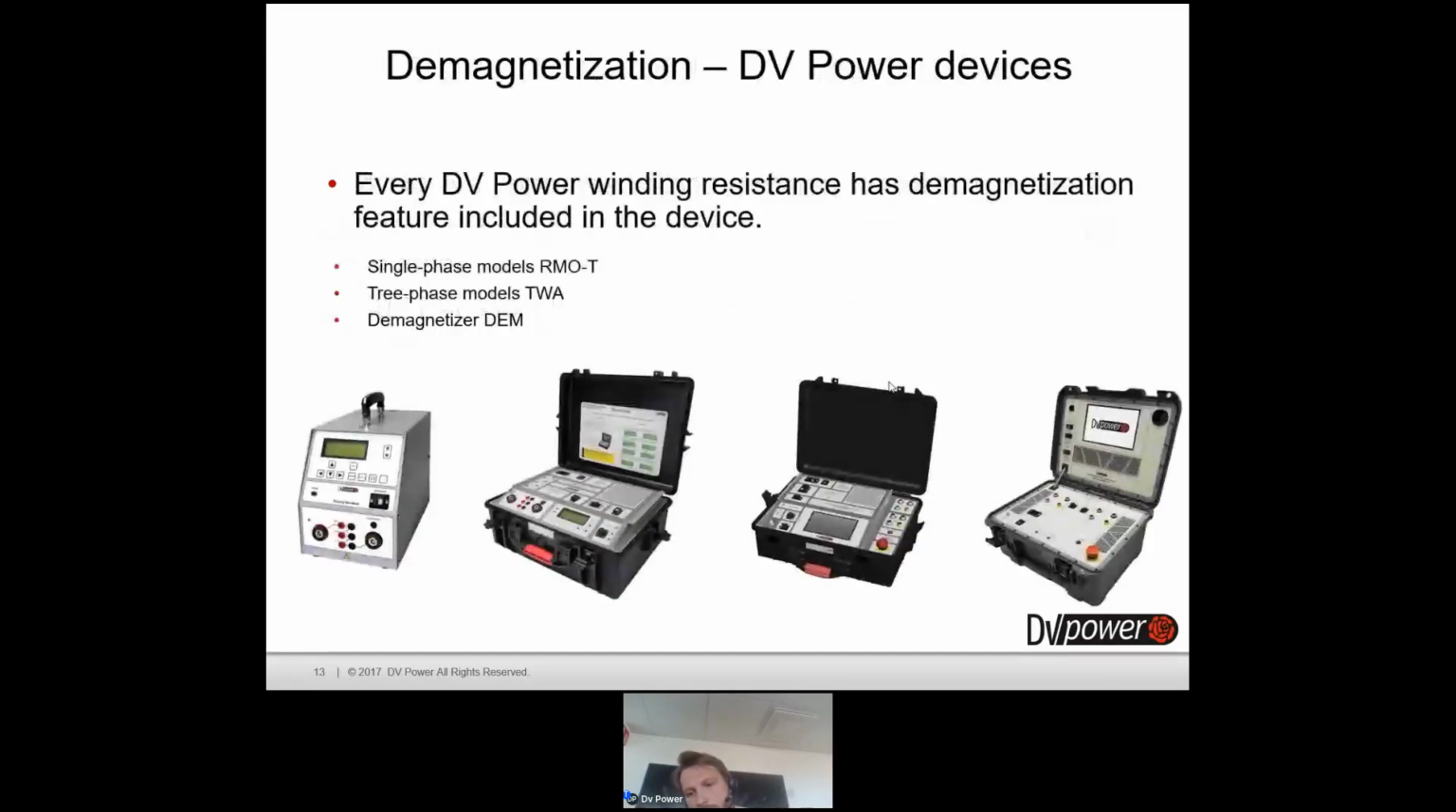If you analyze DV power devices, basically you will find the magnetization feature in all of our DC test devices, let's say. Any device that measures winding resistance of the transformer has inbuilt demagnetization feature, including single-phase models and three-phase models. So we have single-phase devices and three-phase devices as well.